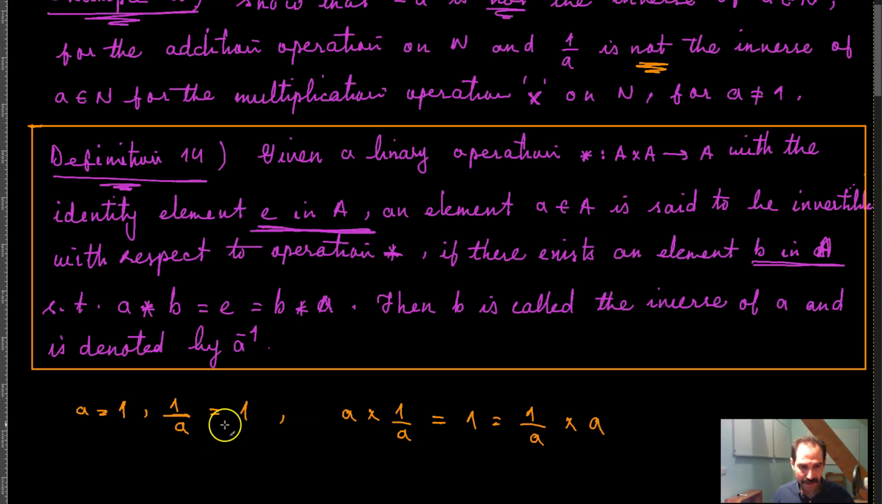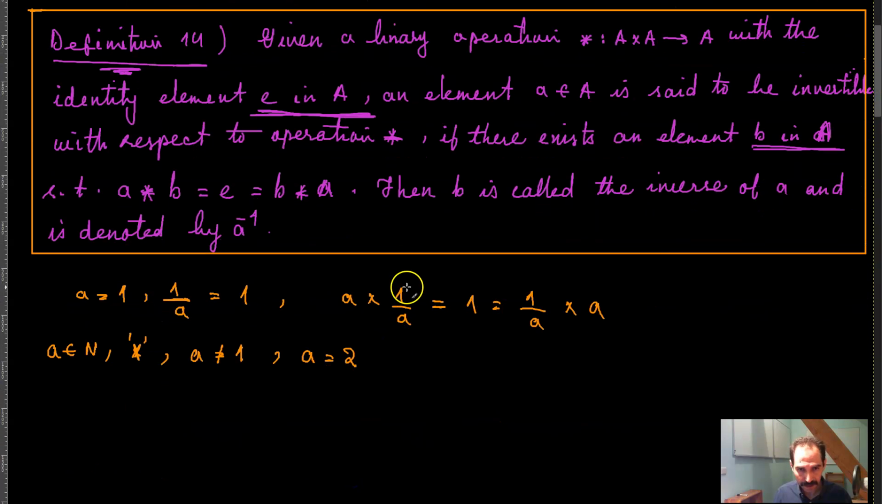But now suppose that a belongs to the set N, and we are talking about the multiplication operation, and also a is not equal to 1. That means that a has to be greater than 1, because we are talking about the set of natural numbers. So let's say that a is equal to 2. Now, for a equal to 2, 1 divided by a is equal to 1 divided by 2, which does not belong to N.